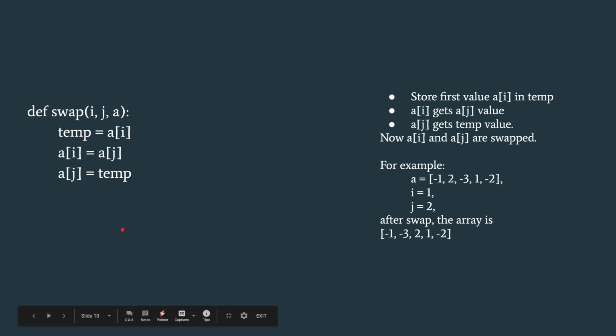For function swap, it takes the input of I, J, and A. It stores the first value, AI, in temp. AI gets AJ's value, and then AJ gets temp's value. Now AI and AJ are swapped.